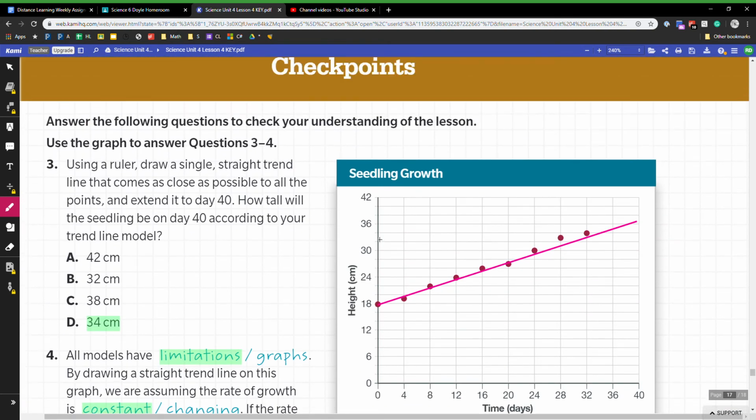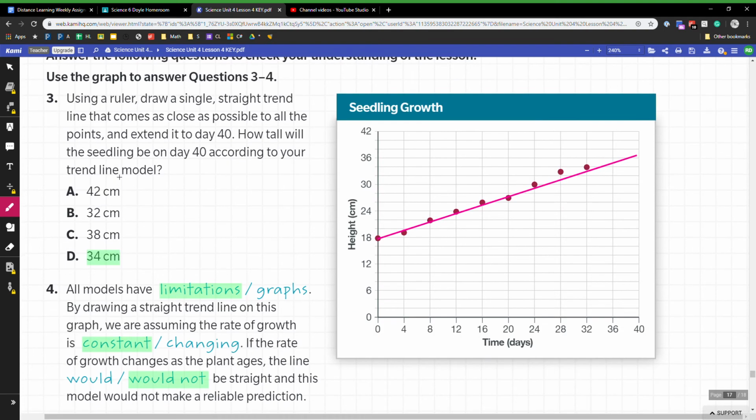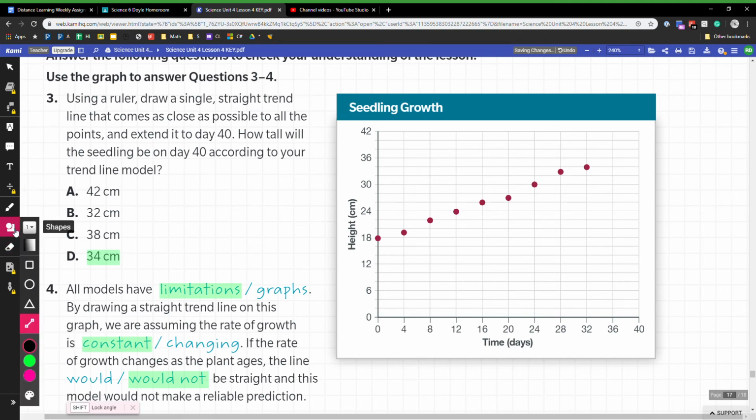This one right here. Using a ruler, draw a single straight trend line that comes as close as possible to the points and extend it to 40. So this doesn't start off looking like this, right? It looks like that. So you have to draw a trend line. My trend line, I started kind of here and went up through them like that. Your trend line might be a little bit different. There's actually math ways to draw trend lines, but we're just winging it.